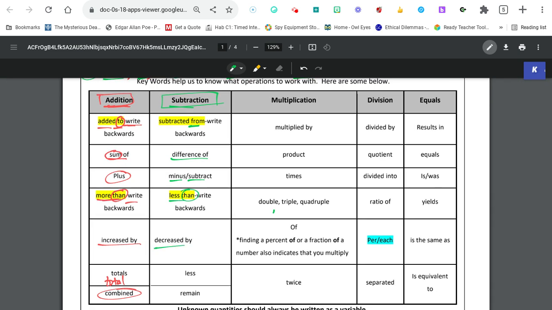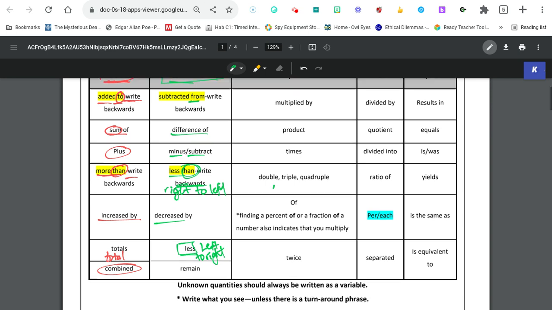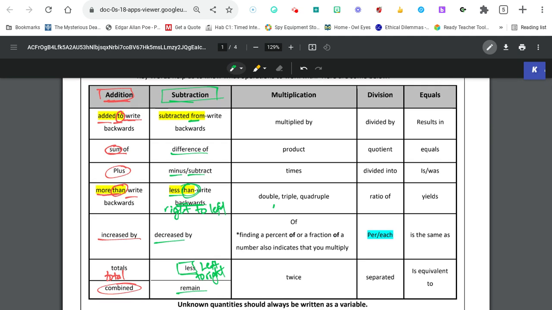Decrease by means subtract. Less is not less than. Less, you subtract from left to right, just like you read a book. Less than, you subtract from right to left. In other words, you subtract it backwards, okay? But less is not like that. Just less without the than, just write it the way you see it. Something that remains indicates subtraction.